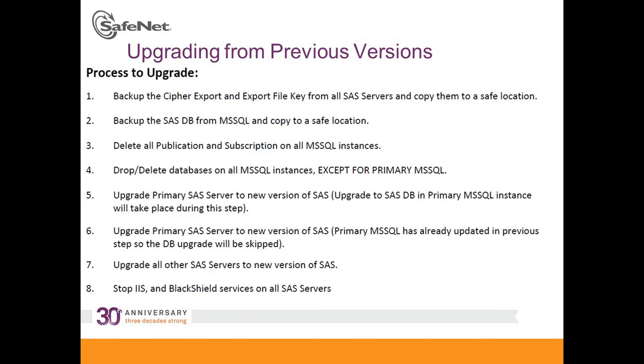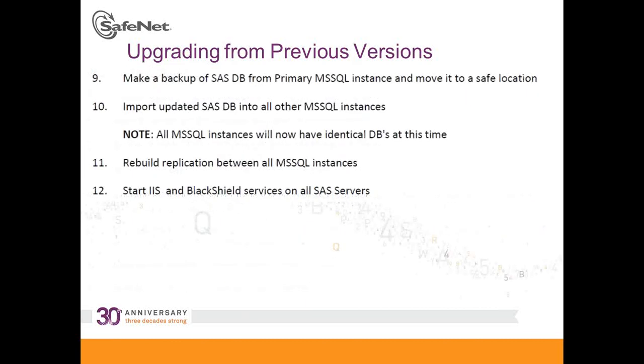We stop IIS. We stop the Black Shield services on all SAS servers, and we make a backup of the SAS database from the primary instance and move it to a safe location. We import the updated SAS database in the other SQL instances. So if there's other SAS sites, we need to do this step. We then need to rebuild or set up replication between the two SQL sites. And again, we can start the IIS and Black Shield services on all the SAS servers.